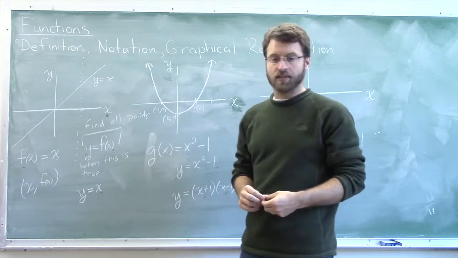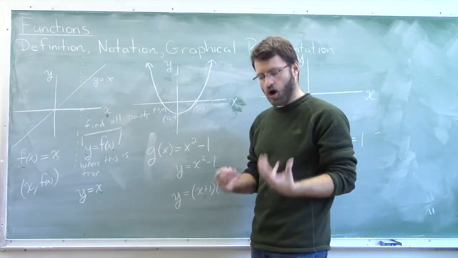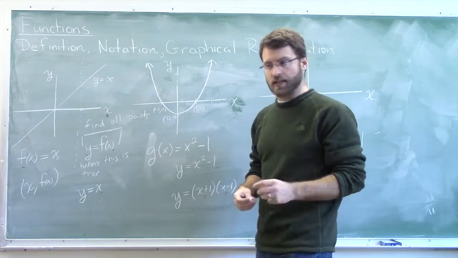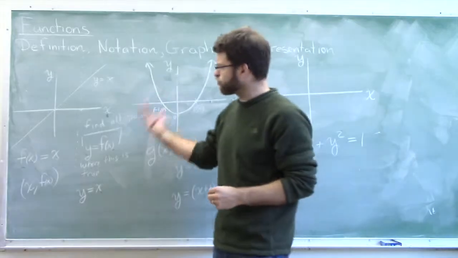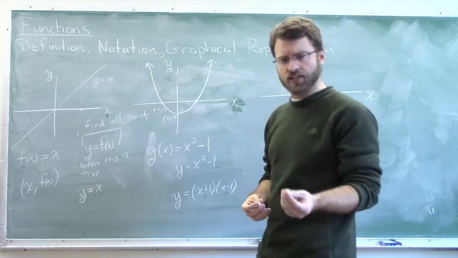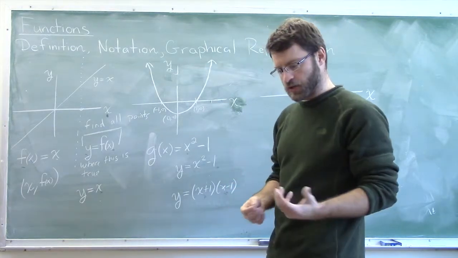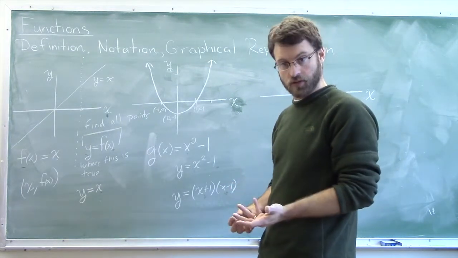So this idea is called the vertical line test. And you can use this graphical property to test whether a certain function or relationship actually defines a function. Okay?